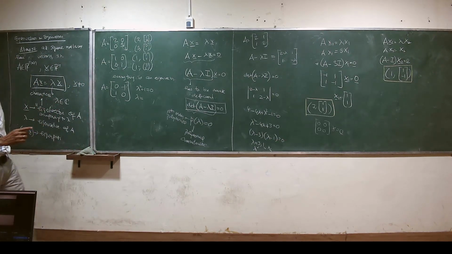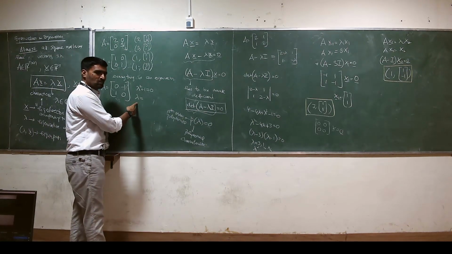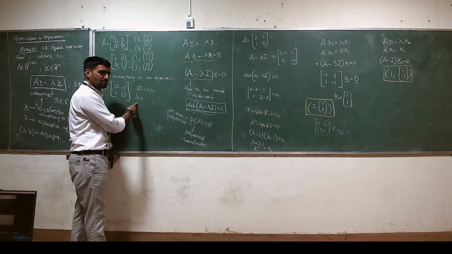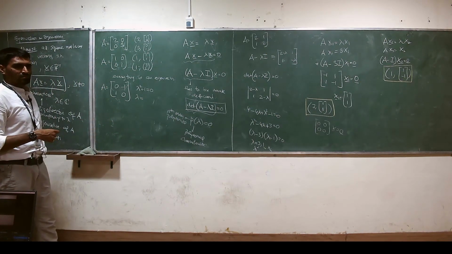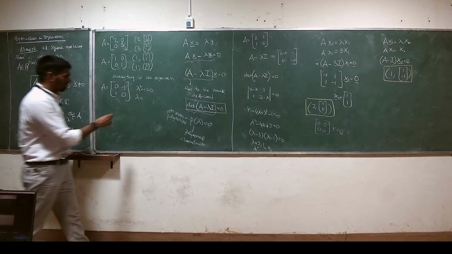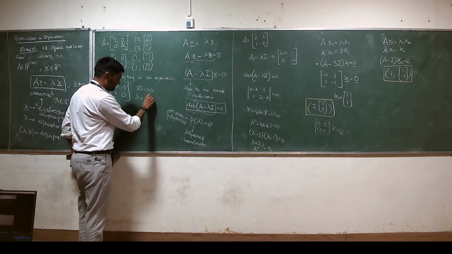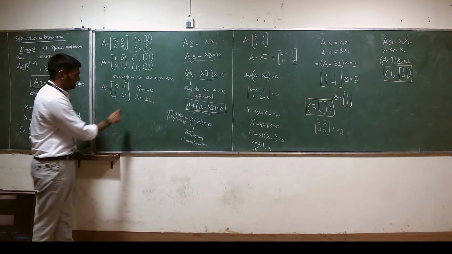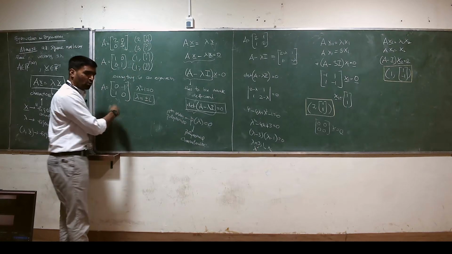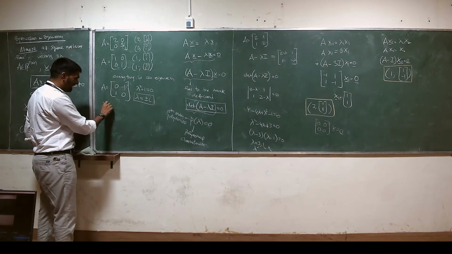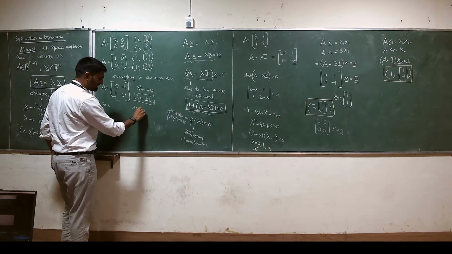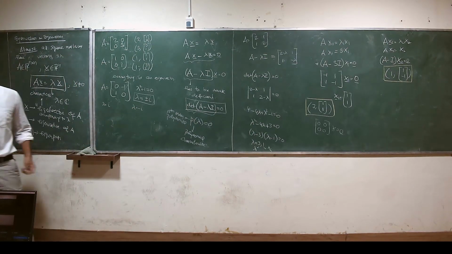We said we can allow complex numbers, no problem. What are the eigenvalues now? So minus i. Now you do the same thing. Solve for lambda equals i, lambda equals minus i, and tell me what the eigenvectors are.